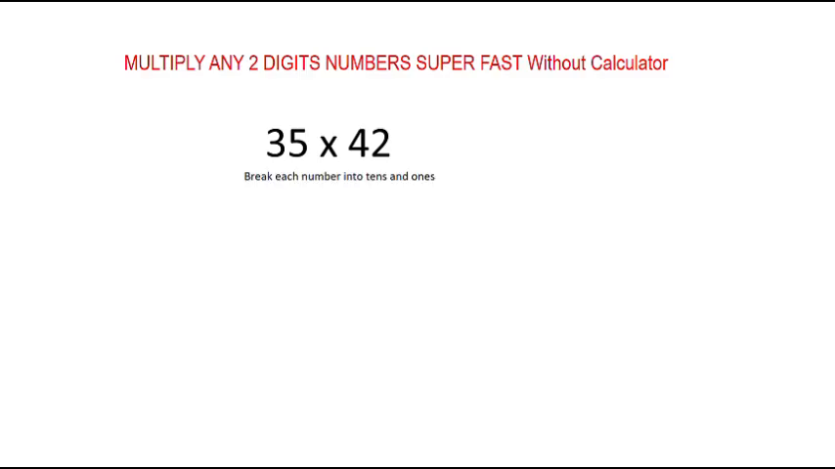First of all, break each number into tens and ones. That is, 35 is equal to 30 plus 5, and then 42 is equal to 40 plus 2. After you have done this, the next thing is to cross multiply this breakdown.